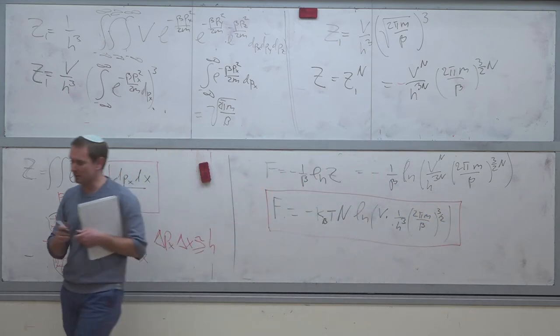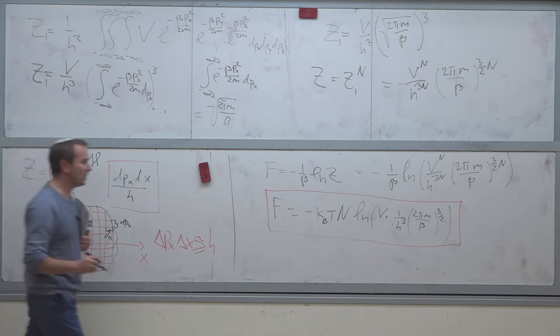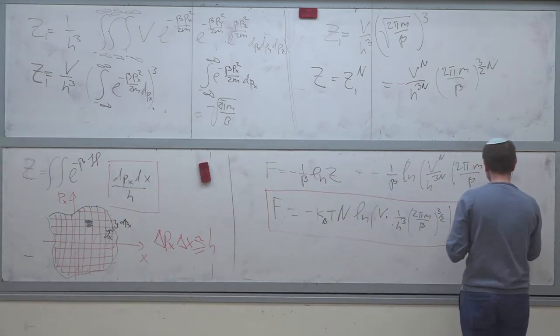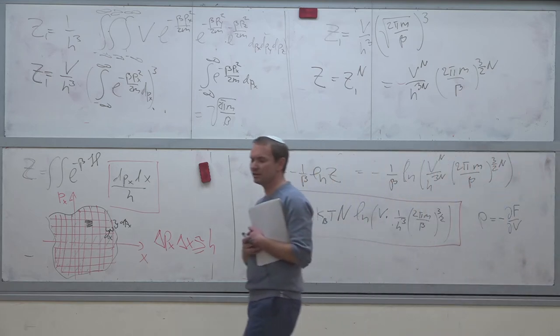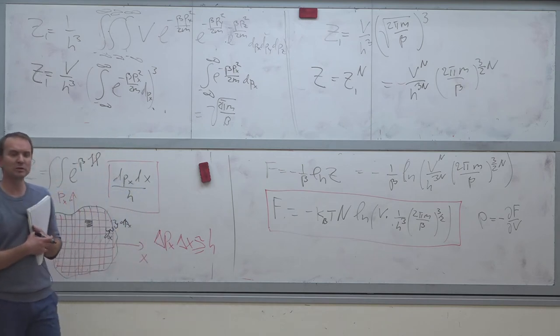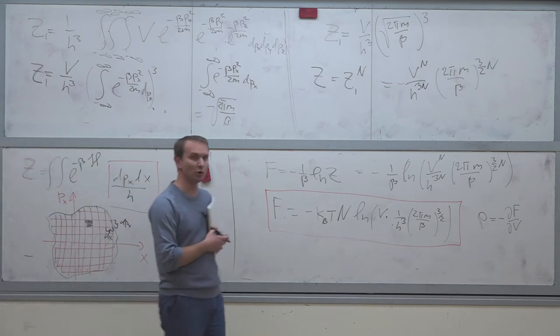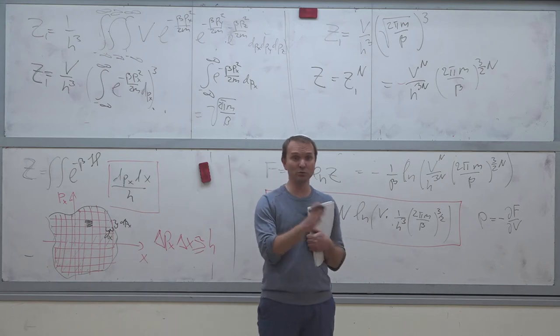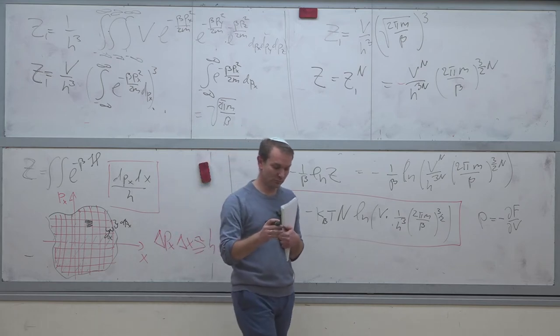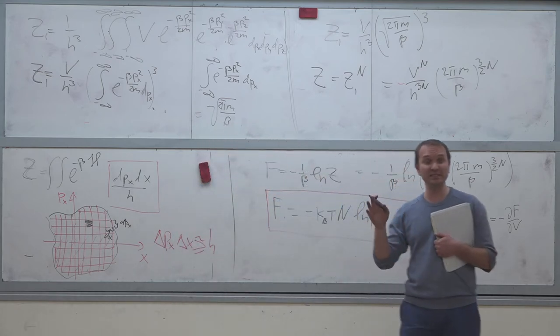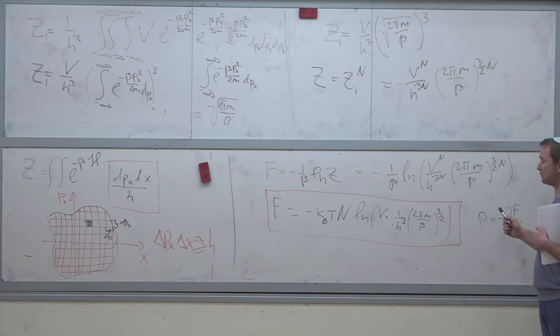The next step is, what is pressure? Now pressure is P equals minus dF to dV. Remember that pressure enters energy as minus P dV. When we transform from the energy to the Helmholtz free energy, it's simply U minus TS. So F equals U minus TS, so dF equals minus S dT minus P dV. So minus P is dF to dV, and this is the relation.